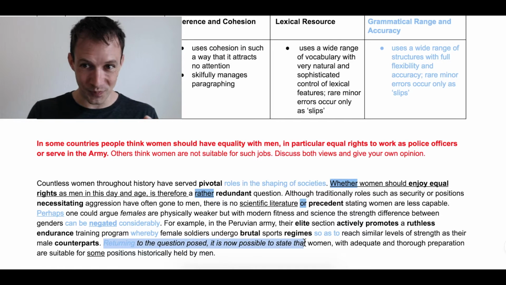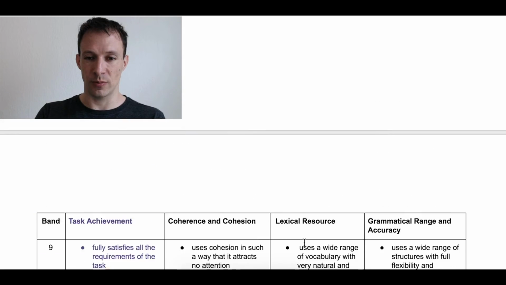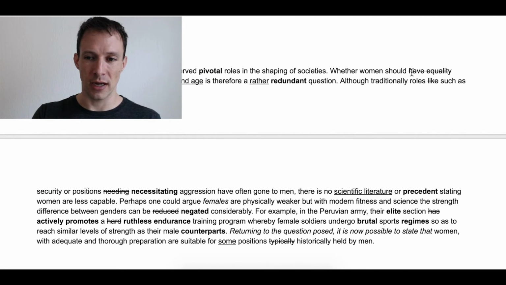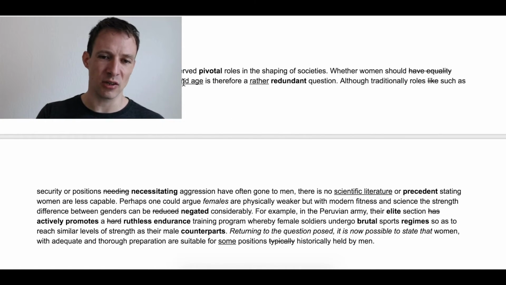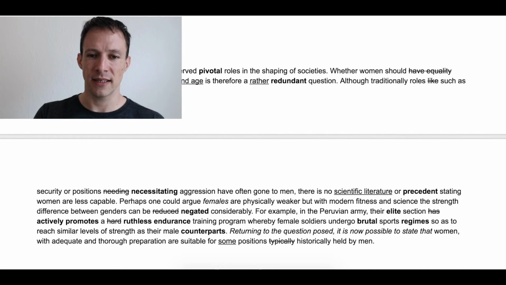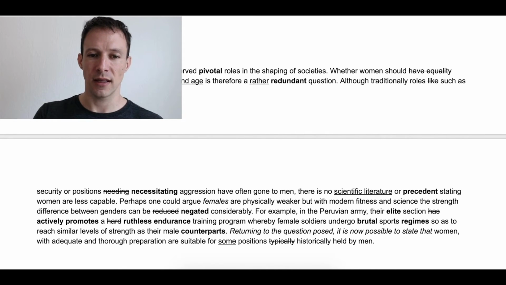Anyway, I think the best way to show this would be to go right to the top, where I actually went through and modified it. So instead of saying have equality, I put enjoy equal rights as men. Enjoy equal rights as men in this day and age, instead of have equality with men in this day and age, is therefore a rather redundant question.